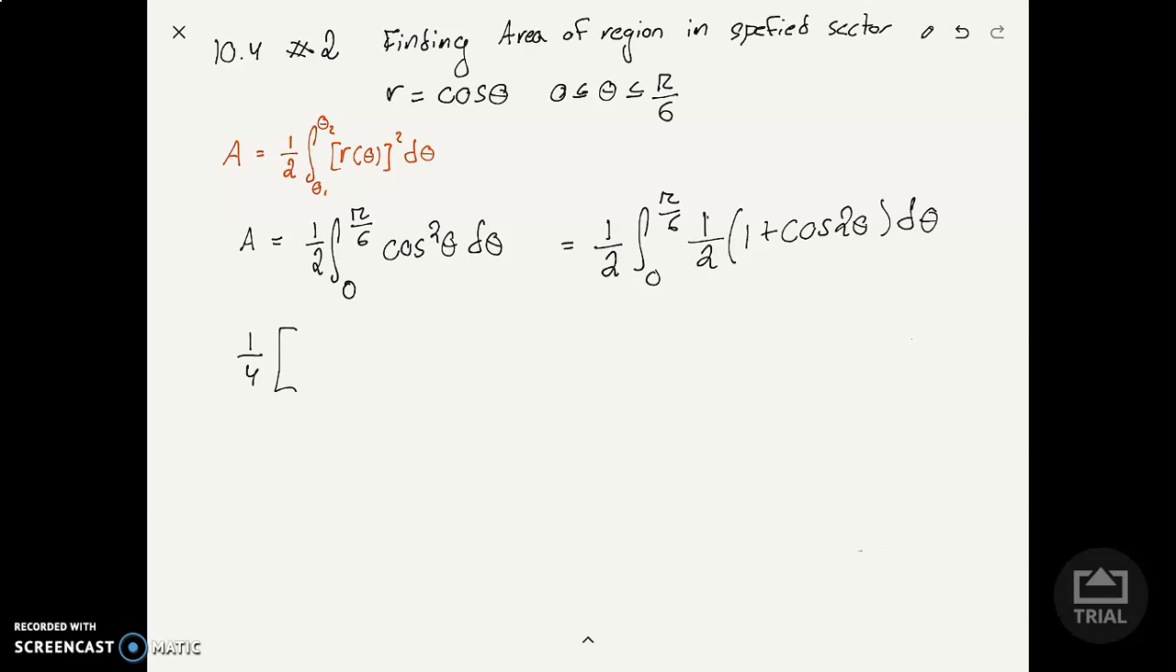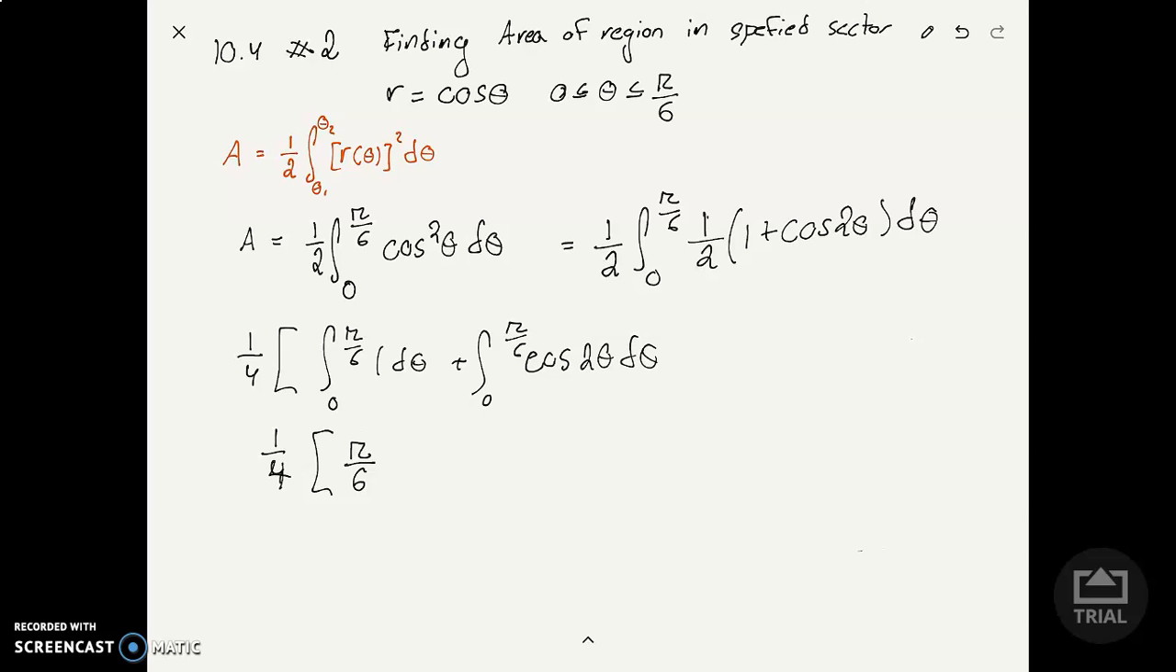So we've got 1/4 times the integral from 0 to pi over 6 of 1 d theta plus the integral from 0 to pi over 6 of cosine of 2 theta d theta. Now this first one, the integral of 1 is just theta, so we just get pi over 6 minus 0, which is just pi over 6. And then this is a 4.